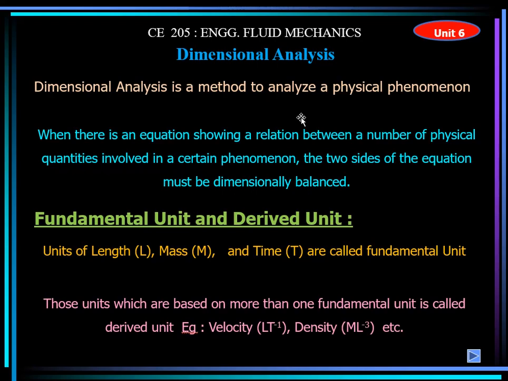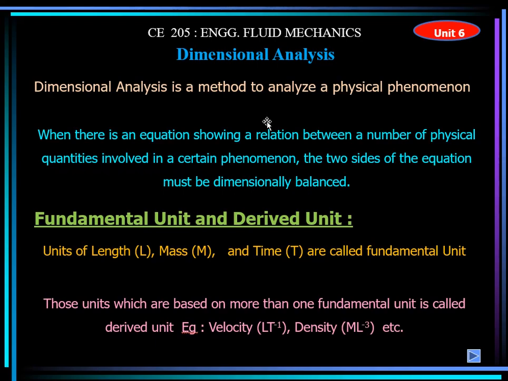Dimensions. What are dimensions actually? For example, we measure distance in meter, feet, centimeter. These are the units, and the dimension for distance is length. Similarly, for mass, we measure mass in kilogram, gram, slugs. These are the units for mass, and the dimension for mass is M. So dimensional analysis is a method which is helpful for us to analyze some physical phenomena.